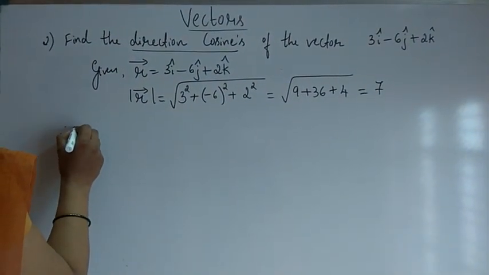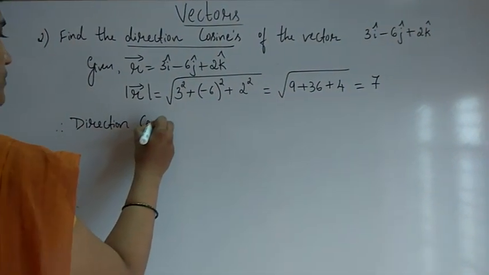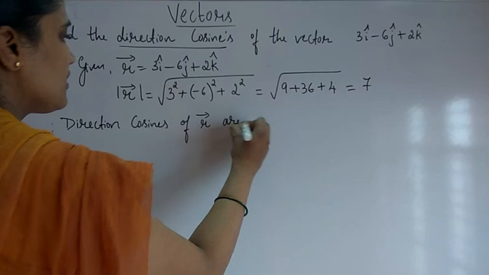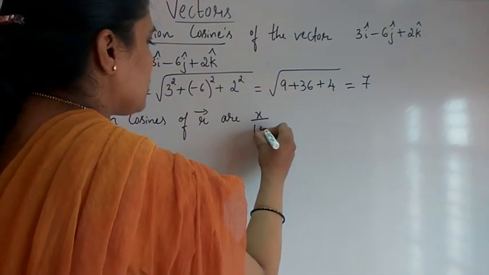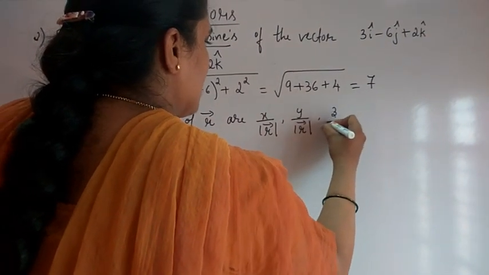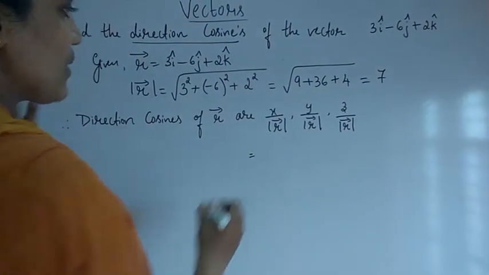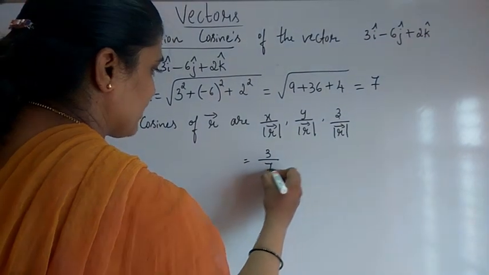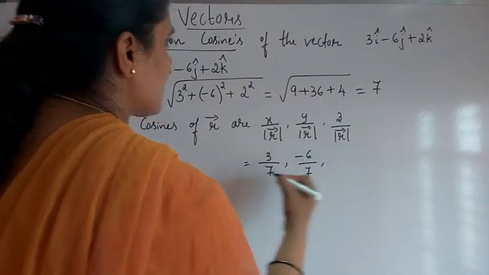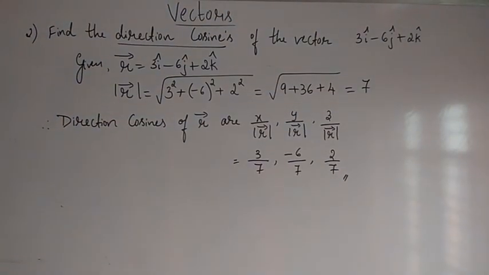So here we have to find the direction cosines. So therefore, the direction cosines of R vector are, formula, x by magnitude of r vector, y by magnitude of r vector and z by magnitude of r vector. So substitute the values now. Here x value is 3, 3 by magnitude of r vector is 7, y value is minus 6 by magnitude of r vector 7, z is 2, 2 by 7. So this is the direction cosines.